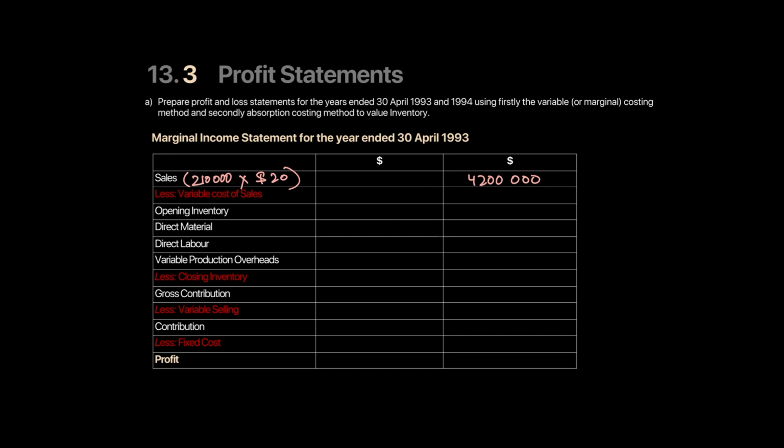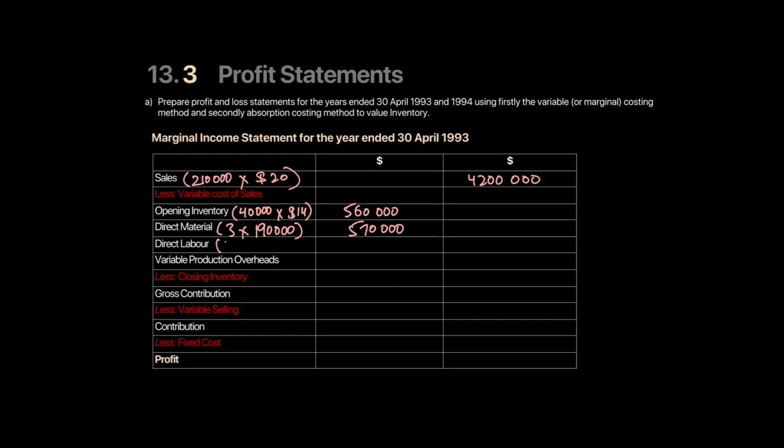Now let's find the variable cost of sales. First is opening inventory. The number of units in opening inventory is 40,000, and according to marginal costing, we just calculated the cost of a unit is $14. So to find opening inventory, we'll do 40,000 times 14. That gives you 560,000. Next, direct material. That was 3 per unit and we have made 190,000 units. The total direct material spending is $570,000.